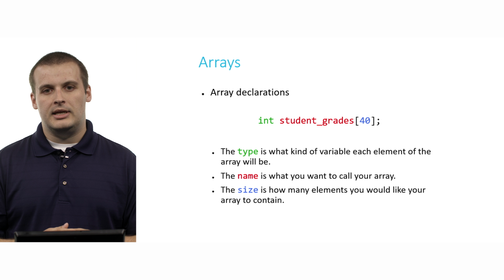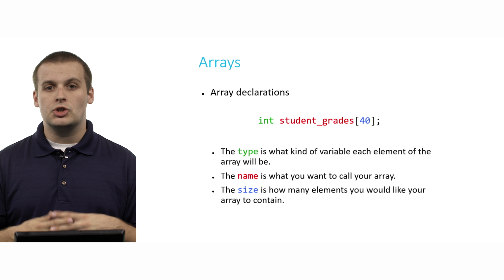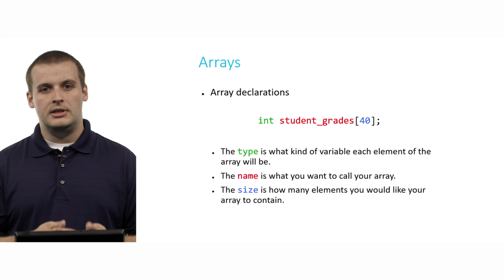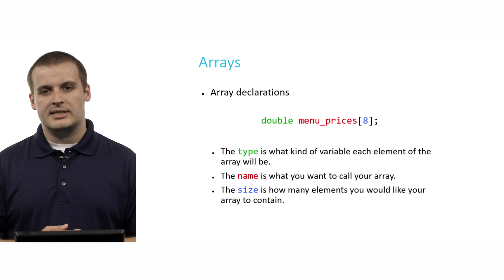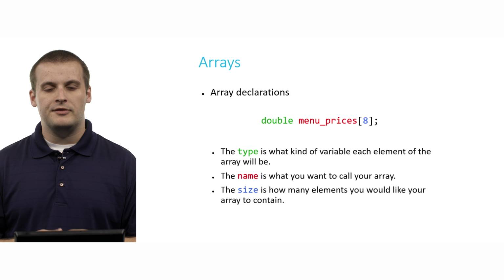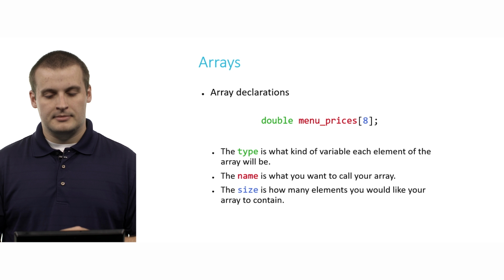So for example, int student_grades[40]. This declares an array called student_grades, which consists of 40 integers. Pretty self-explanatory, I hope. Here's another example. double menu_prices[8]. This creates an array called menu_prices, which consists of room in memory for 8 doubles.